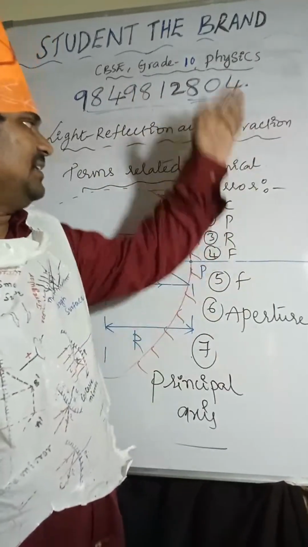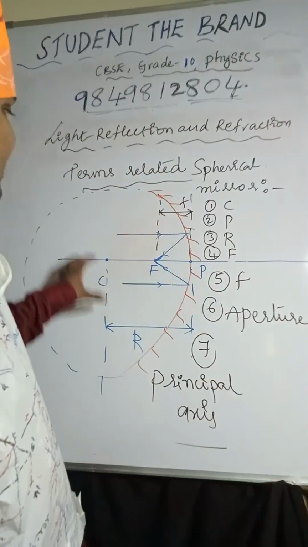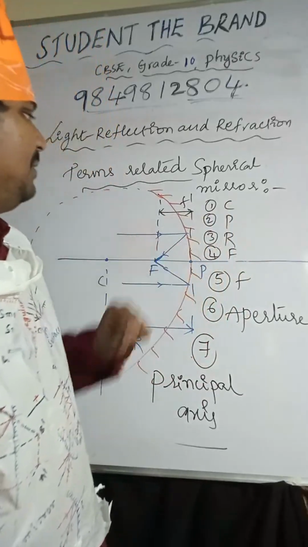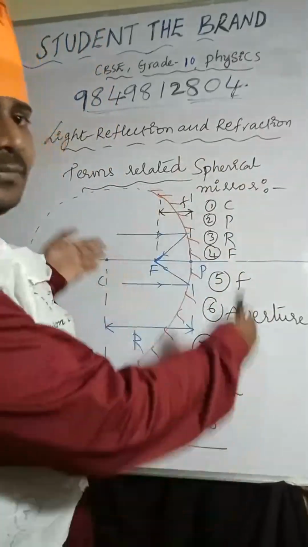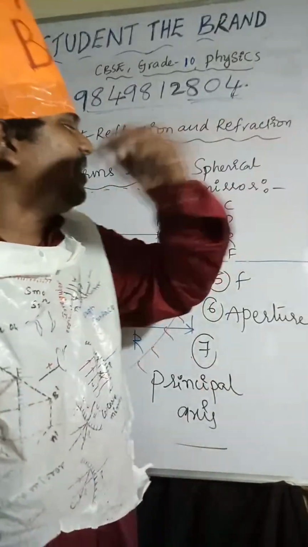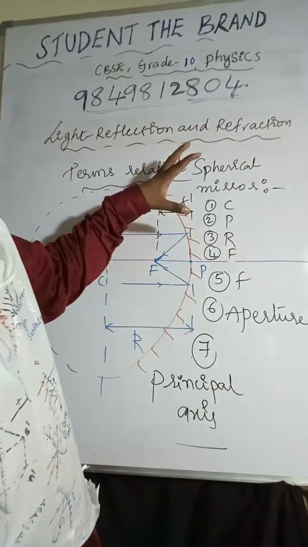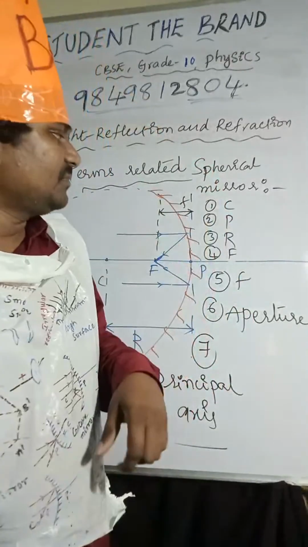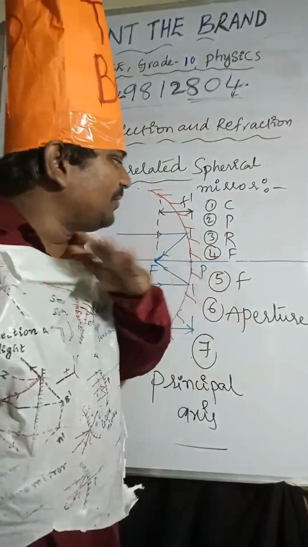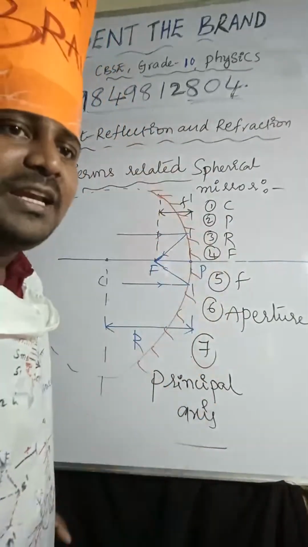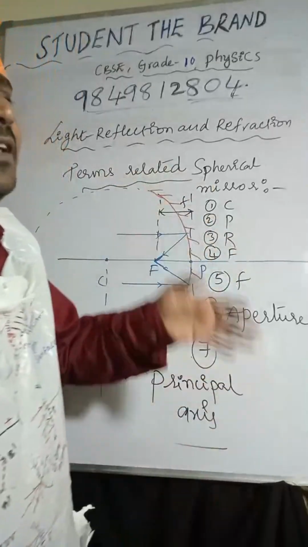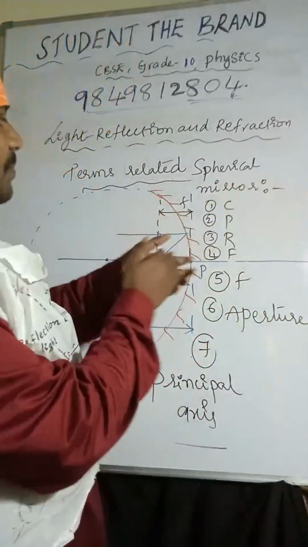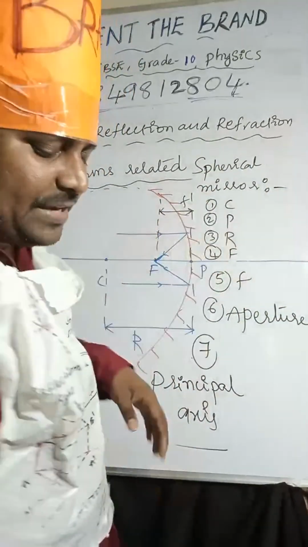Center of curvature is the center of the imaginary sphere of which the mirror is a part. Pole is the midpoint of the mirror. The distance between center of curvature and pole is called radius of curvature. After reflection, light rays meet at one point on the principal axis called focus. The distance between focus and pole is called focal length. The width of the mirror is called aperture.